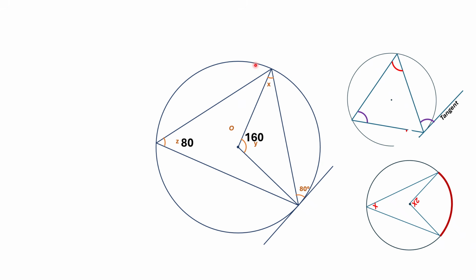I can look at this triangle. This is isosceles because this is a radius and this is a radius. That means this angle and this angle are equal. So this is 160. What's left from 180 is 20. That means this is 10 and this is 10. So x is 10. And that's it for this question.